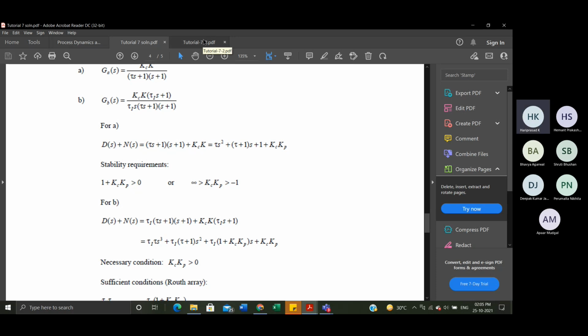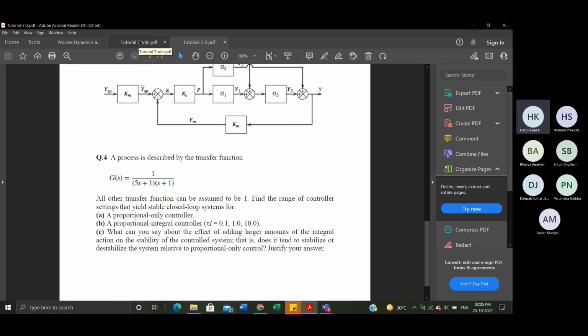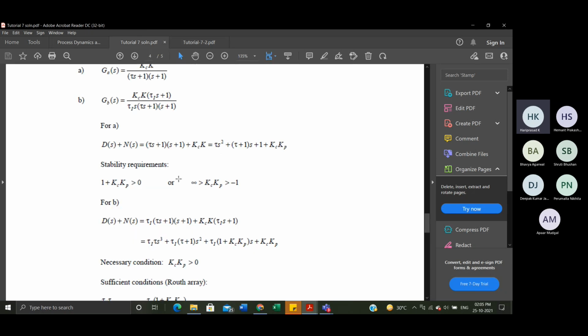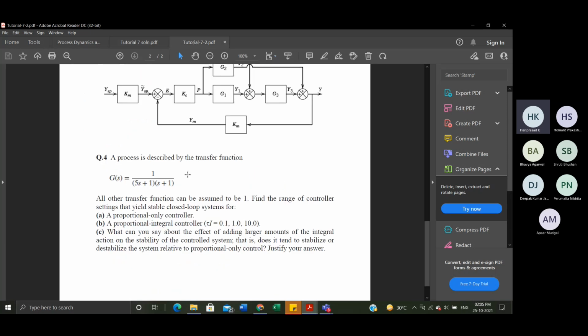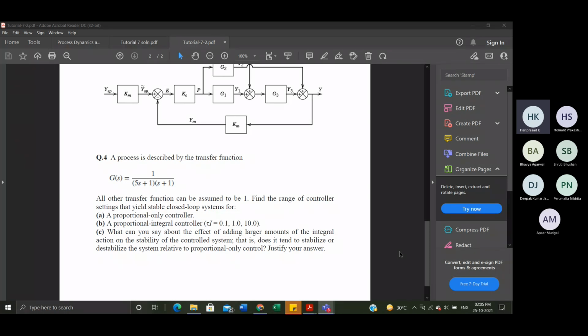Okay, so just to add, the simplified question says, a question. Only the question. See, you're only saying there is a process and you have a controller. The controller you have to write, but it is said that all other transfer functions are 1. So please put that again, simplify it and do this.